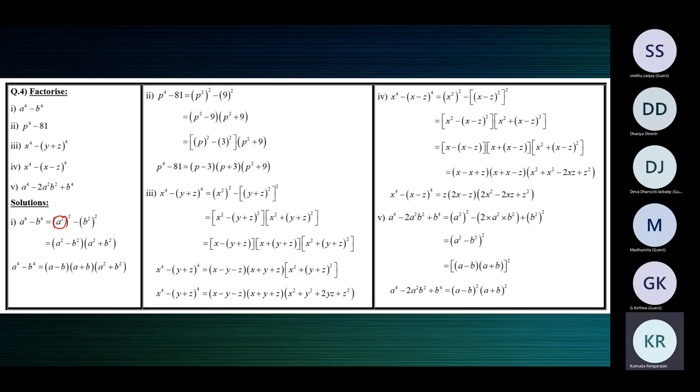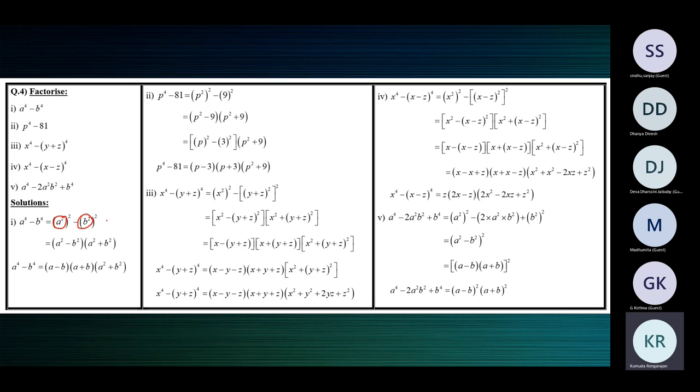x square minus y square. What is x then? A square, ma'am. Why? B square, ma'am. Okay. So the given expression is of the form x square minus y square. So the answer is x minus y into x plus y.